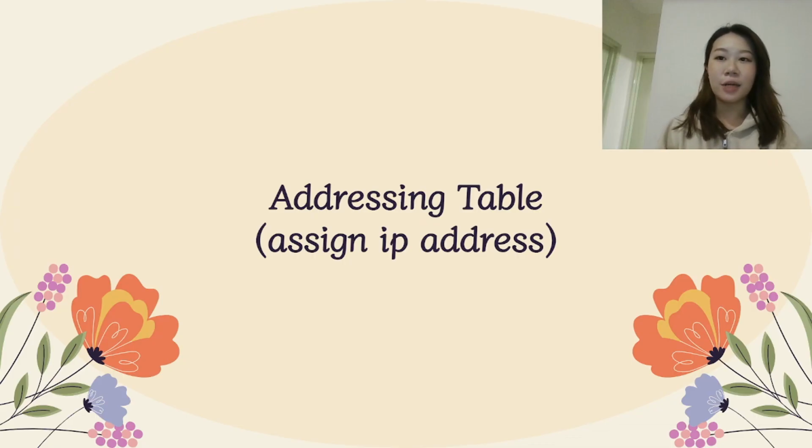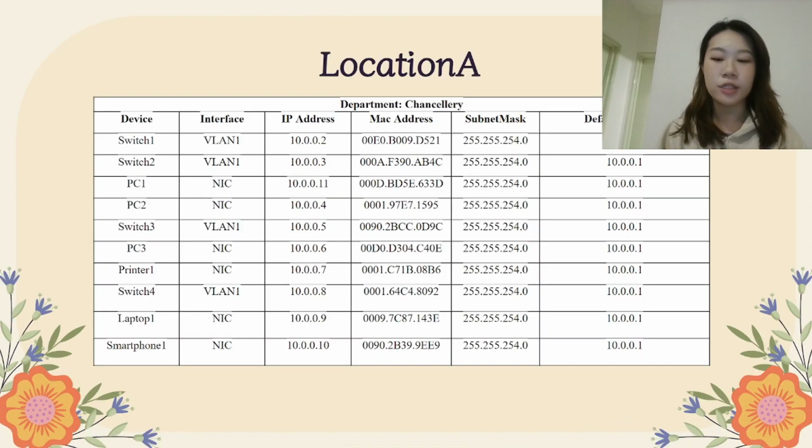After calculating the number of hosts required, subnet mask, maximum host, network address, CIDR, also known as prefix, first usable address, last usable address, and broadcast address, we will develop an addressing table to calculate the IP address of all devices in each of the departments. Here is the addressing table for Chancellery from location A. This table has department, device, interface, IP address, MAC address, subnet mask, and default gateway.